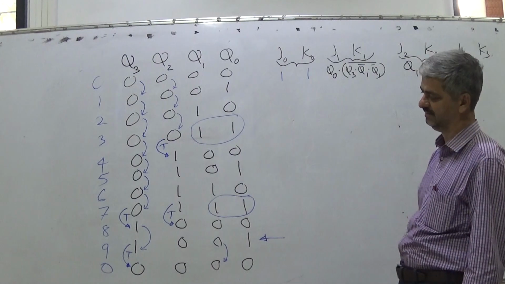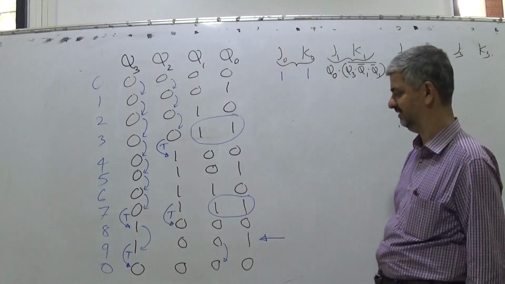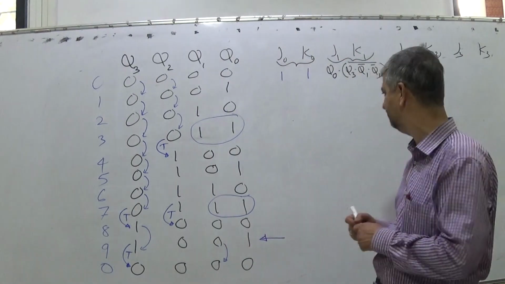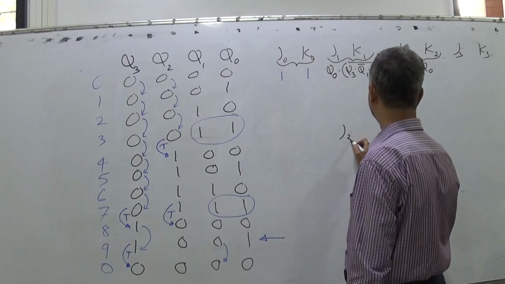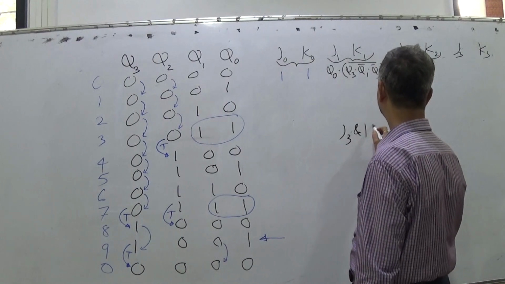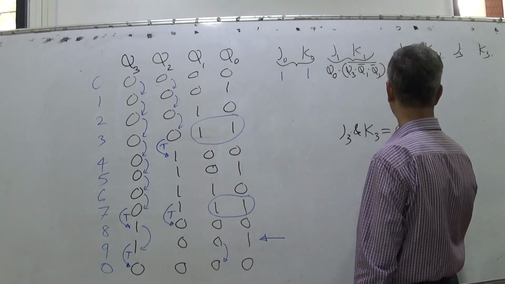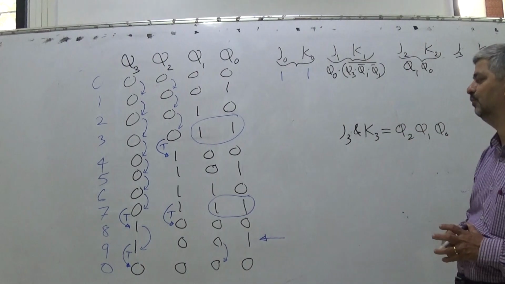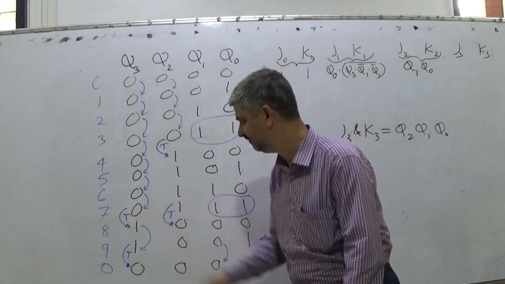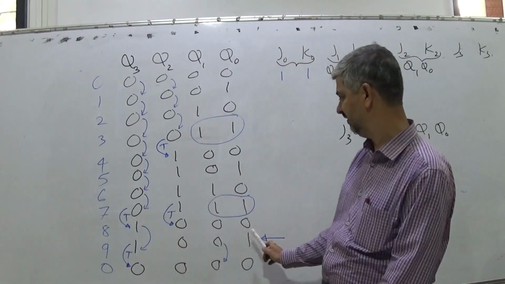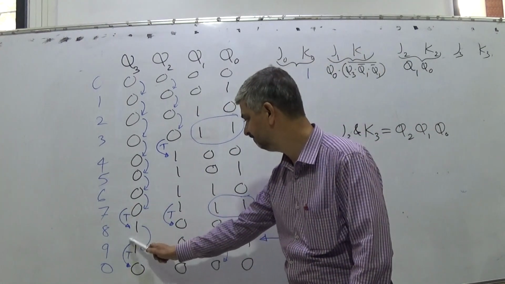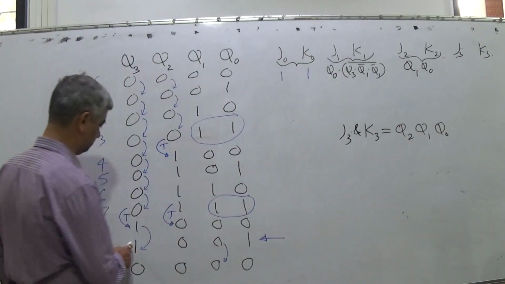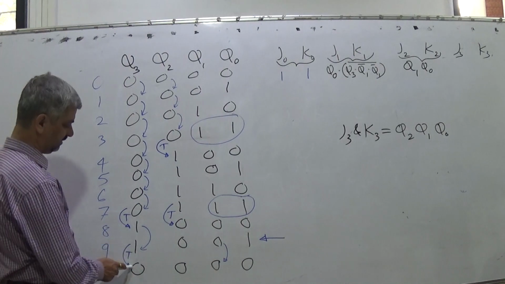This toggling is there. So if you say, just like a binary counter, that J3 and K3 equal Q2, Q1, Q0, then this toggling will take place. But what about this other toggling? When this toggles, what is the peculiarity here?